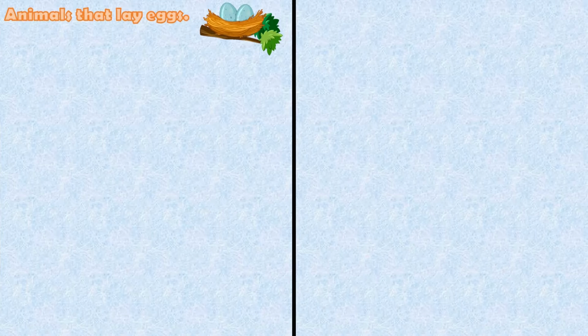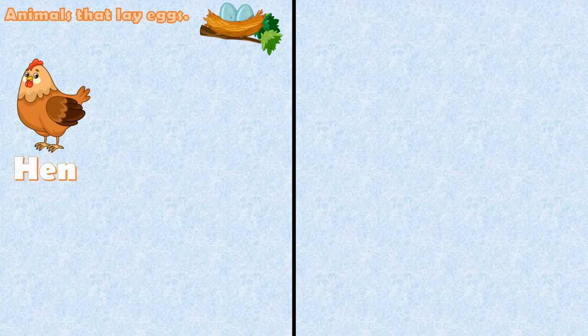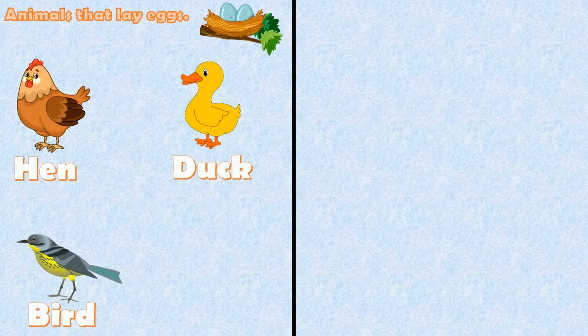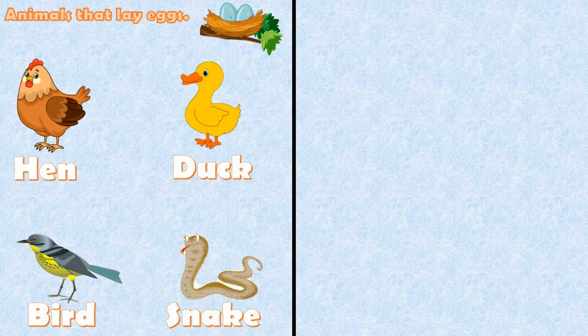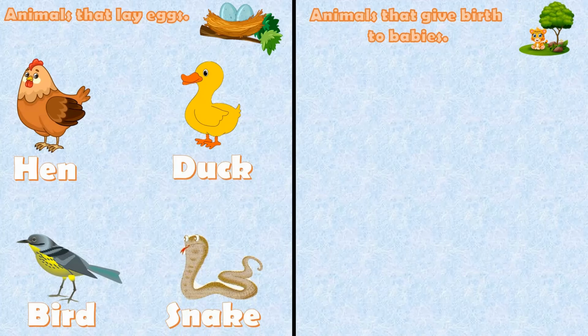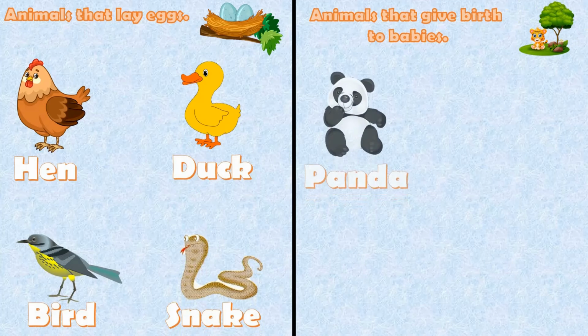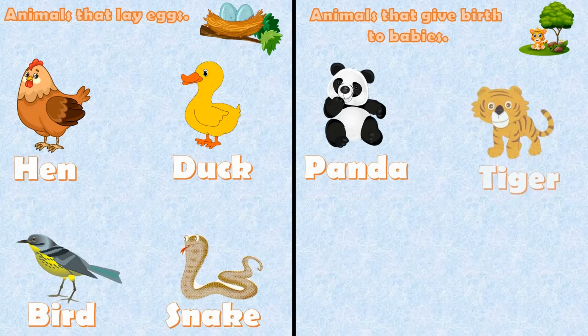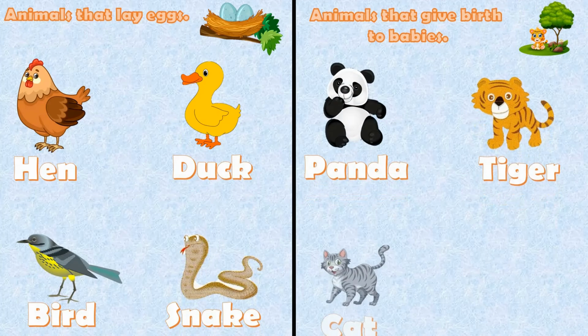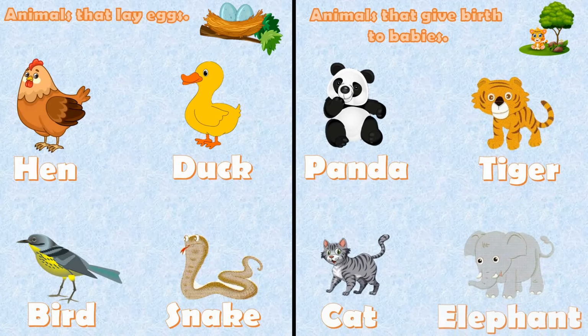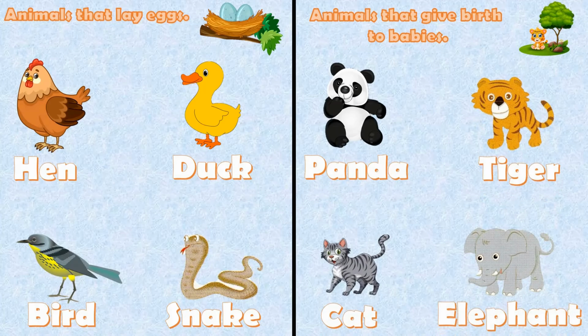There are animals that lay eggs, like hen, duck, bird, and snake. There are also animals that give birth to babies, like panda, tiger, cat, and elephant.